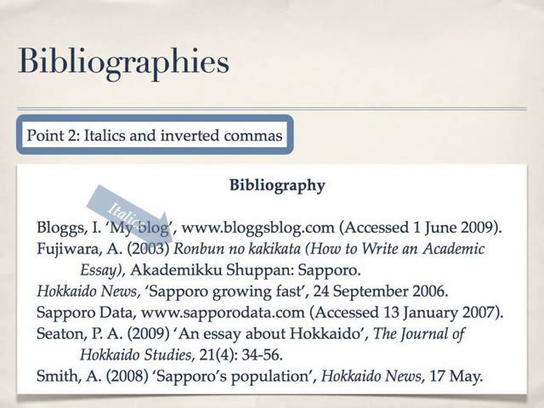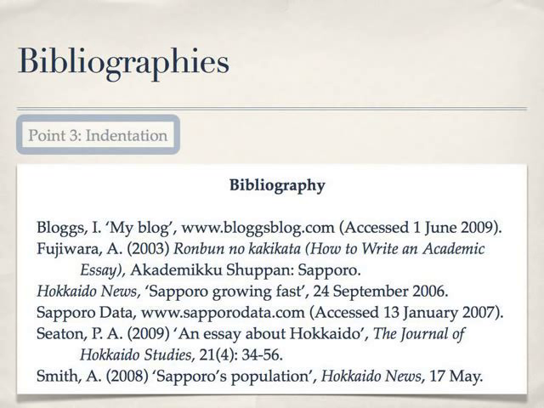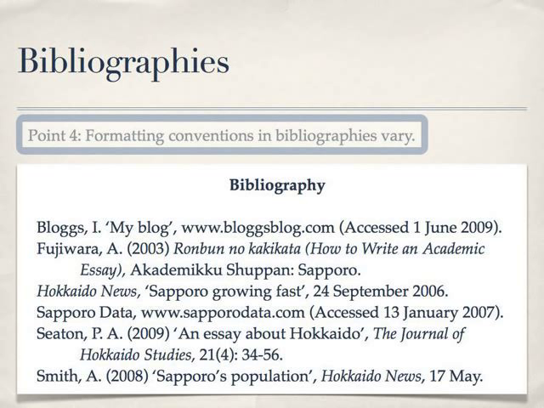Second, notice the formatting in this bibliography. Italics are used for book, journal, and newspaper titles. Inverted commas are used for the article titles. This is a common formatting style. Third, notice how the second line of each entry is indented. This is another common formatting convention in bibliographies. Finally, just to repeat a point made many times before, remember that there are many different citation styles. Check carefully the instructions given by your teacher or the journal.